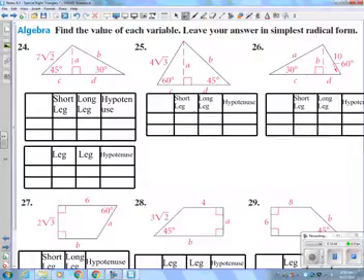Now on this, I think this is our last page. Yes, it is. On our last page, we have a mixture. Each of these pictures, and I may not even have enough tables to do it all, but each of these pictures that you have here is going to need you to set up something with 30, 60, 90 right triangles. We'll go through a couple of these together, and then you can finish the rest yourself.